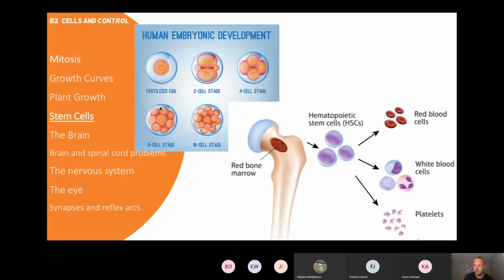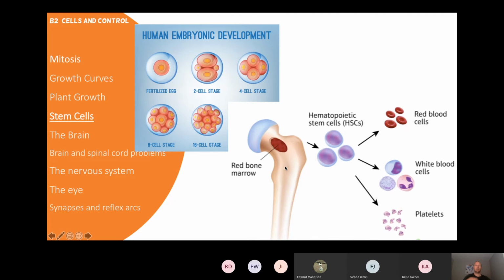Once the 16-cell stage happens, these start differentiating. So one of these might be able to make brain cells, but it might not be able to make heart cells. And another one might be able to make heart cells, but it won't be able to make bone cells. So they start differentiating only after the 16-cell stage. So embryonic stem cells are found before and up to the 8-cell stage. After that, you consider these as adult stem cells.